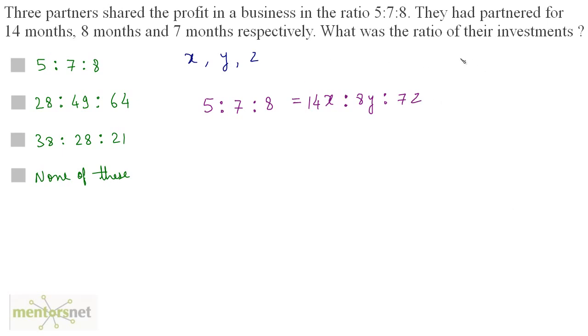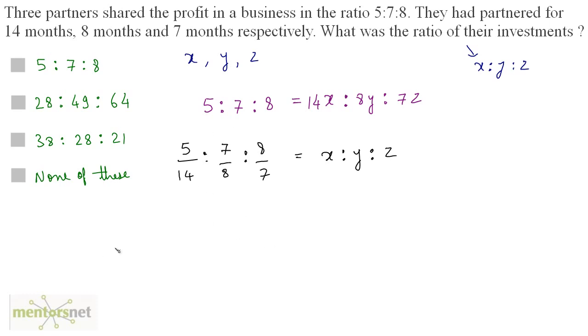Now what we want is the ratio of their investments, which means we want X is to Y is to Z. Now we have an equation here, we can convert it, right? So we can write X is to Y is to Z as equal to 5/14 is to 7/8 is to 8/7. These terms go appropriately to their left hand side.